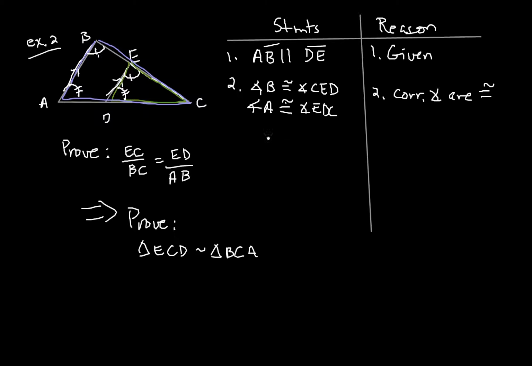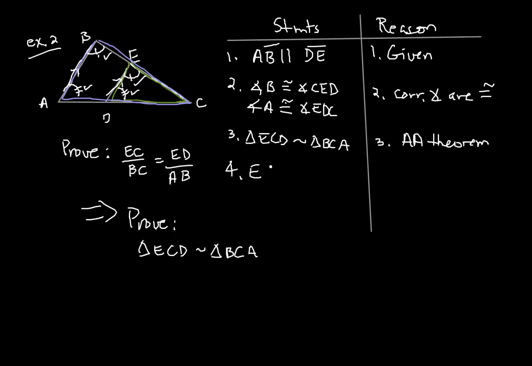Once we get there, then we can say that the two triangles are similar. Since this angle is congruent to this angle and this angle is congruent to this angle, we can say that the green triangle is similar to the purple triangle. So we can say triangle ECD is similar, not congruent, they're similar if you get two angles congruent, to triangle BCA. And that again is our angle-angle theorem. And then if the triangles are similar, then their sides are all going to be proportional.